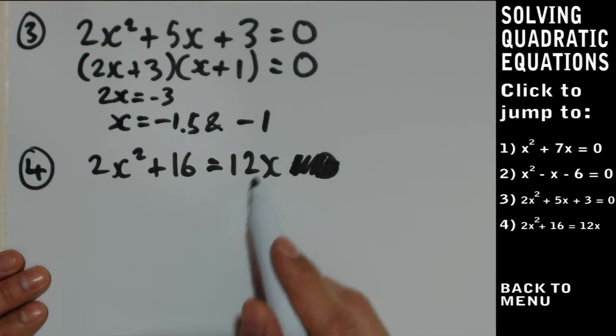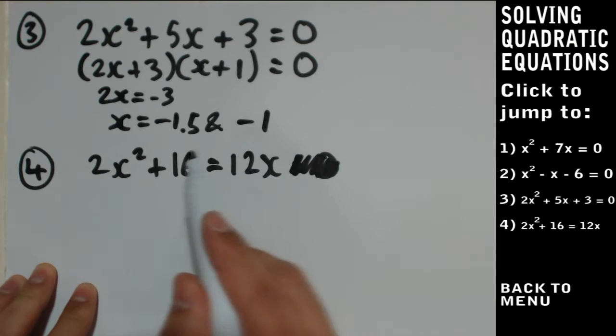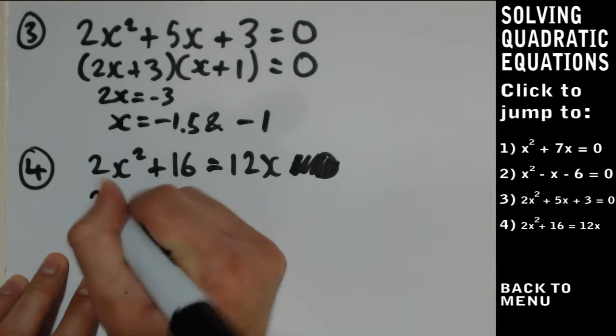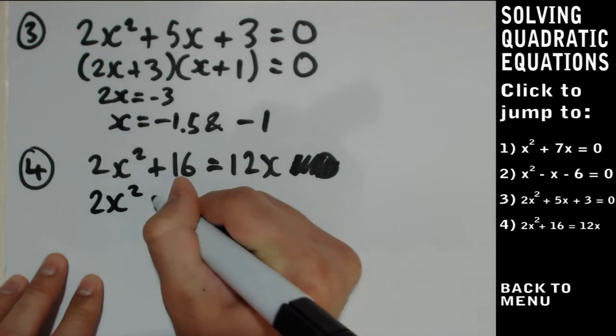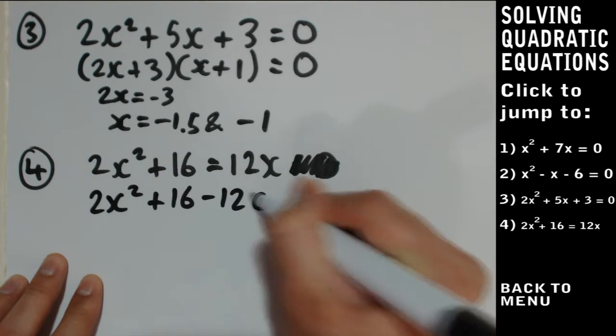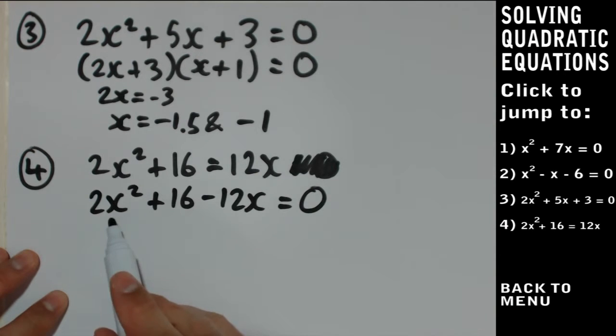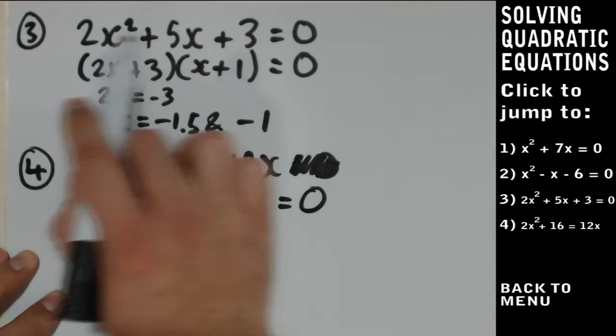So let's see about getting rid of that 12x. How would you do that? You would just take it away. Take away 12x from this side, take away 12x from this side gives you 2x squared plus 16 take away 12x equals 0.